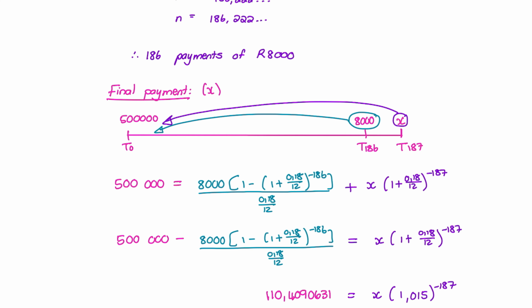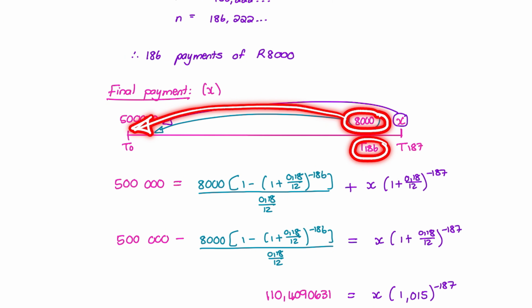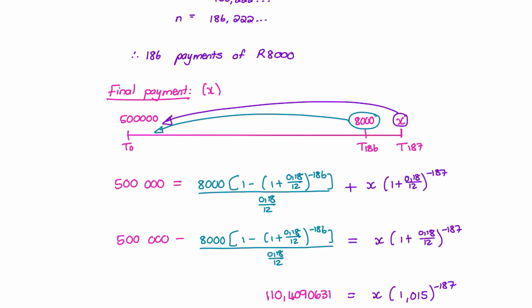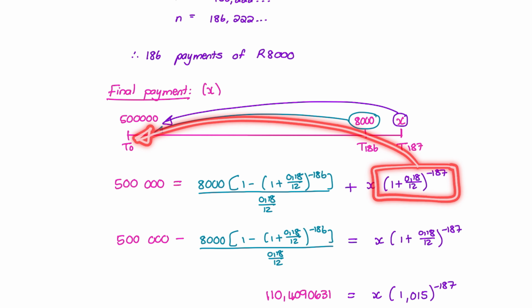We know that we are making 186 payments of 8,000 Rand. So if I move that right back to the start, I can find what part of the loan is still outstanding. Then I need to add this X value, which we don't know, and whatever this payment is, it actually has accrued interest over 187 payments. So we need to take this compound interest also back right to the start.